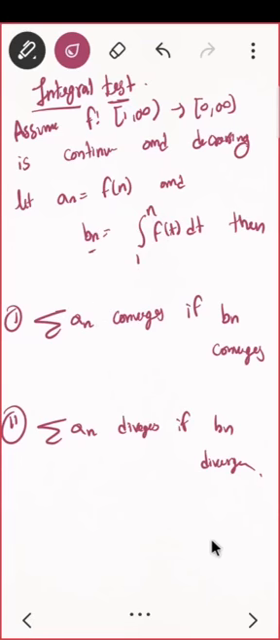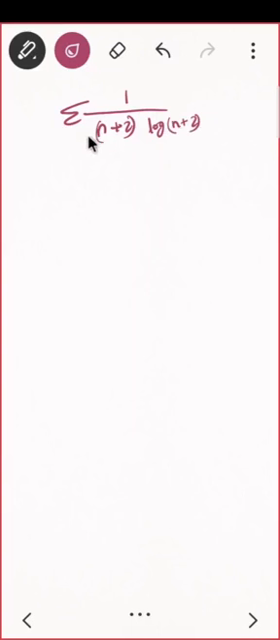Let me just talk about an example, then you will understand properly. Suppose you want to check this series, summation of 1 upon n into log n, or let me say 1 upon n plus 2 into log of n plus 2. To check whether this series is convergent or divergent, what will you do? This is the series given to you. I am not suggesting you go to the integral test.